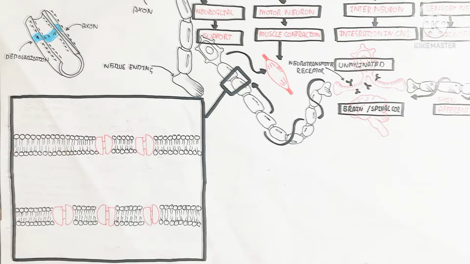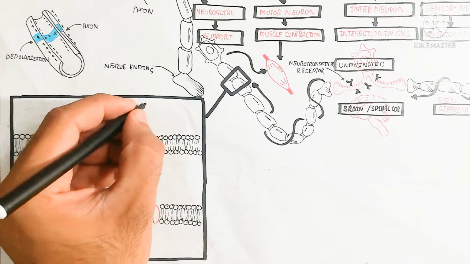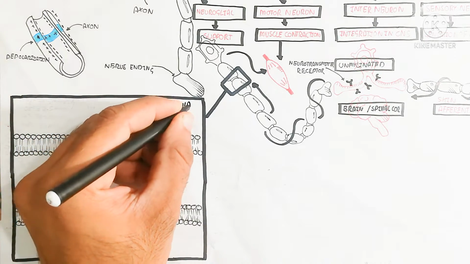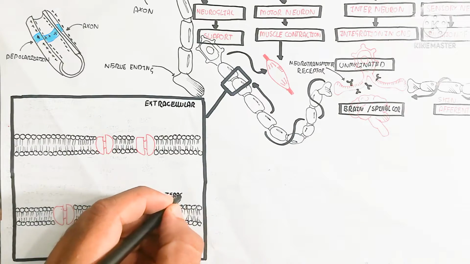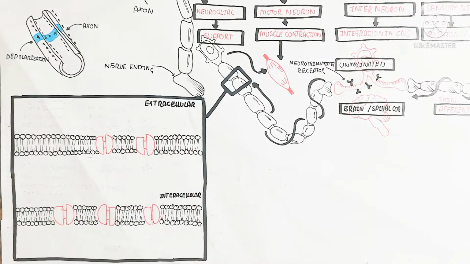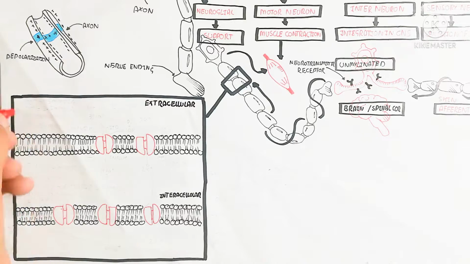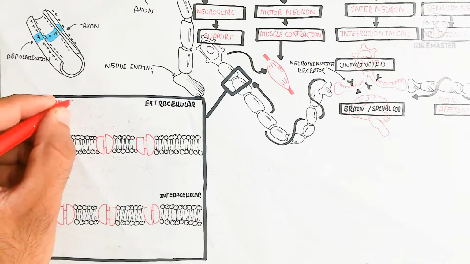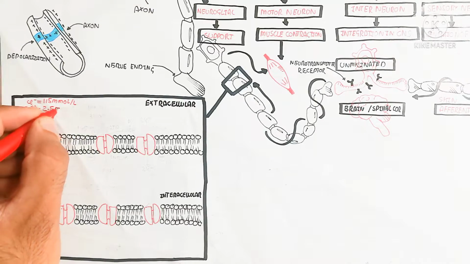So let's begin to understand the impulse creation and the depolarization. Here is the extracellular matrix and here is the intracellular matrix. The extracellular matrix contains ions as well as extracellular proteins.